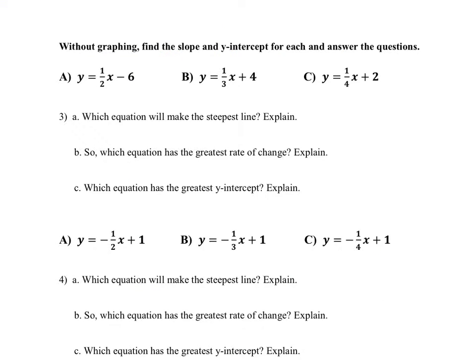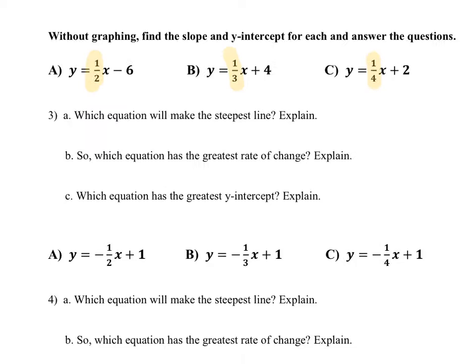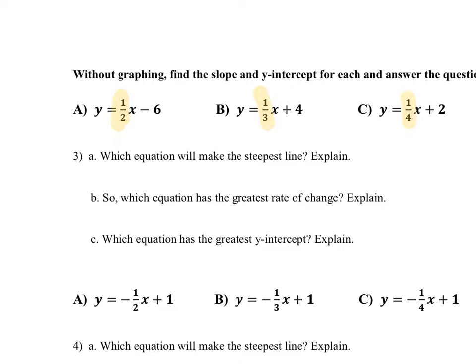My slopes are 1/2, 1/3, and 1/4. Olivia, I like what you had written down. So which one will make us the steepest line? A. How do you know? Because it only goes over 2. Yeah. So if you think about these, it's going up 1, right 2. The rest of them go right 3 and right 4. So it's like coasting horizontally more. If you're doing that, it's not as steep. I like that answer.